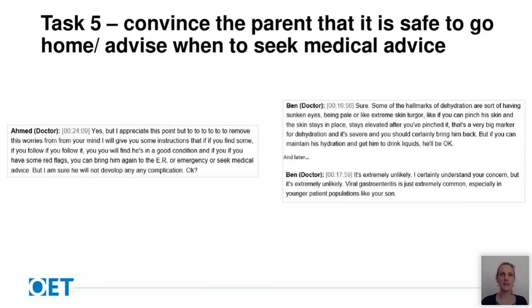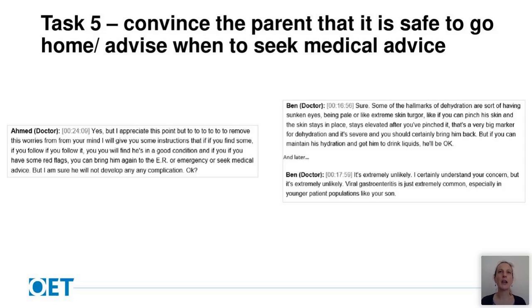For the final task, which was to convince the parent that it's safe to take his or her son home and to advise when to seek medical advice, not all of the candidates had enough time to cover this. This is okay if the previous 4 tasks have taken up all the time and you've been responding well to the parent's concerns. But if you have spent time at the beginning of the conversation, for example, asking your own questions or things that weren't part of the role card, that's less good. So you do need to plan your time and stick to what you need to discuss on the card.